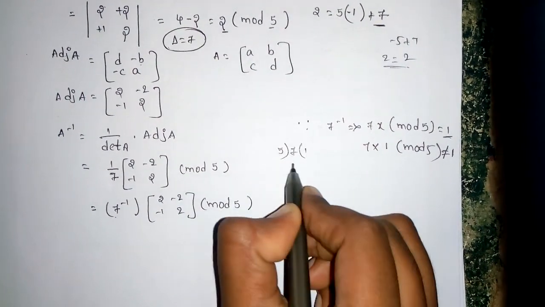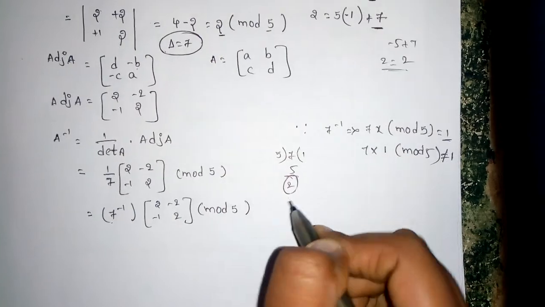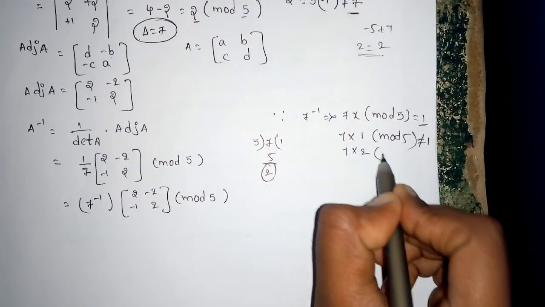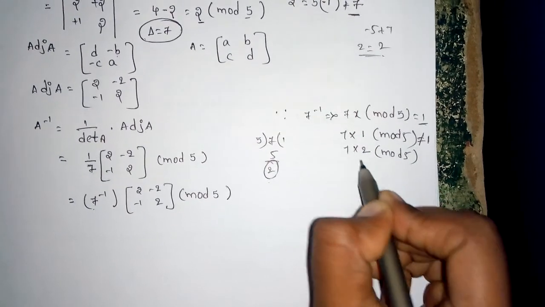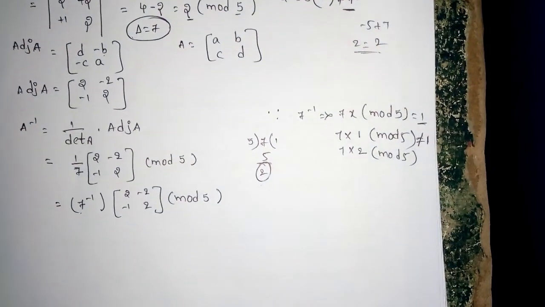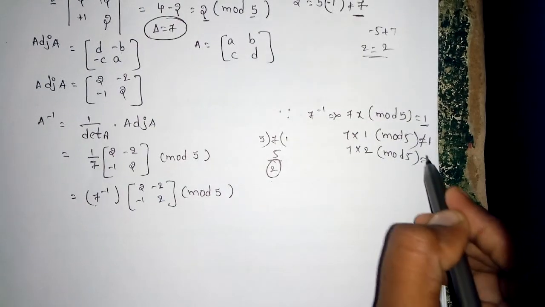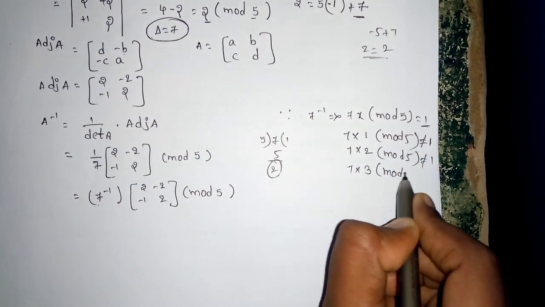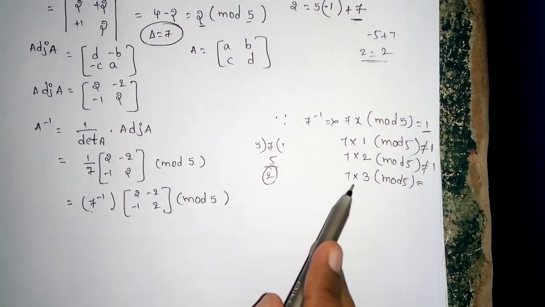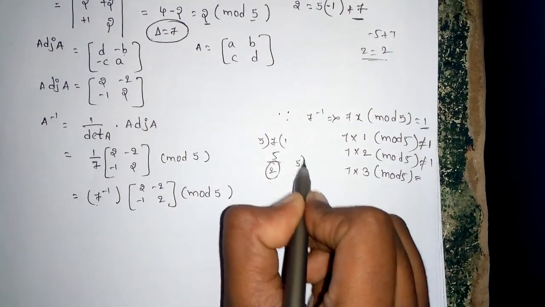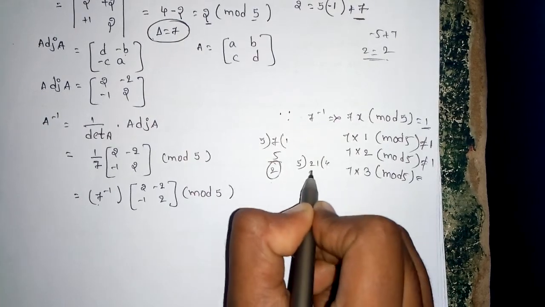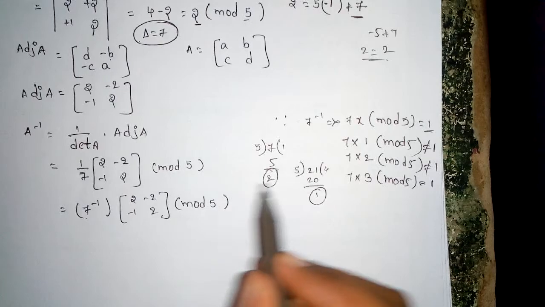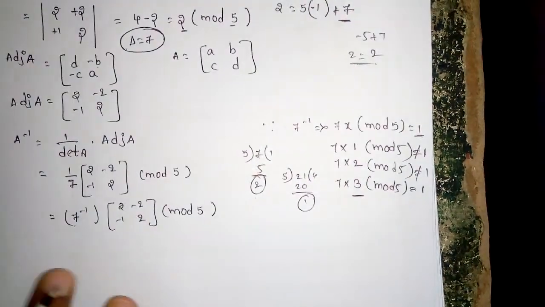If we divide it by 7, our remainder will be 2, so it will not be equal to 1. Again use this 2 mod 5. If you remember, the remainder will be 4, and it is also not equal to 1. Then 3 mod 5 will be equal to 1, because if we divide 21 by 5, the quotient is 4 and the remainder will be 1. So in place of 7 inverse, we will put this remainder as 3.